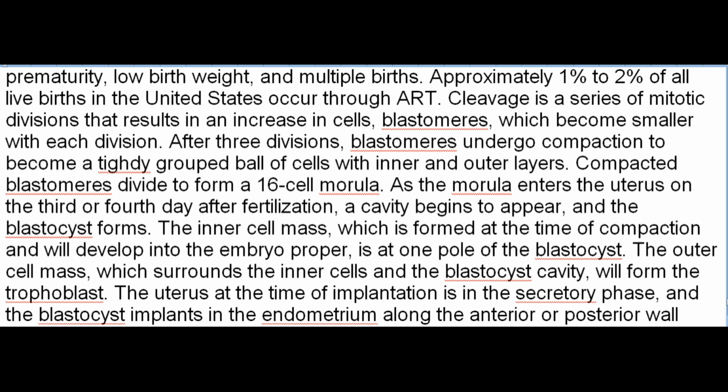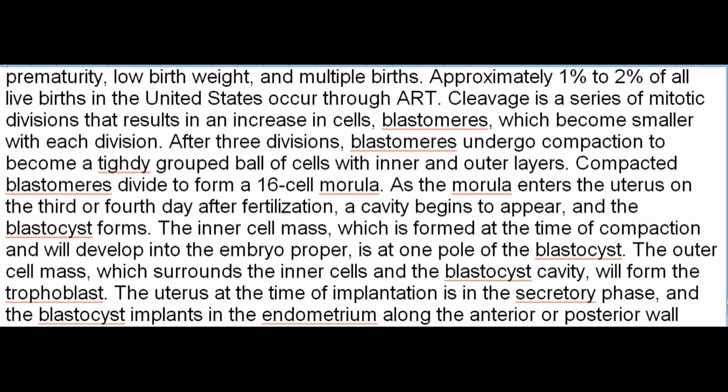Cleavage is a series of mitotic divisions that results in an increase in cells, blastomeres, which become smaller with each division. After 3 divisions, blastomeres undergo compaction to become a tightly grouped ball of cells with inner and outer layers. Compacted blastomeres divide to form a 16-cell morula. As the morula enters the uterus on the 3rd or 4th day after fertilization, a cavity begins to appear, and the blastocyst forms. The inner cell mass, which is formed at the time of compaction and will develop into the embryo proper, is at one pole of the blastocyst. The outer cell mass, which surrounds the inner cells and the blastocyst cavity, will form the trophoblast.